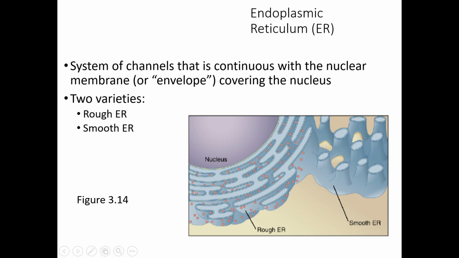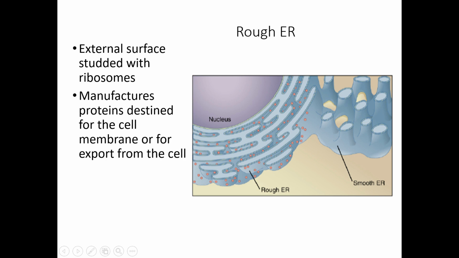In most cases, it's sitting right next to the nucleus, right here. And it's just a folded membrane. It's a system of channels made of membrane that is continuous with the nuclear membrane covering the nucleus. So it's like a continuation of the nuclear membrane. Here it is too. There are two types, rough endoplasmic reticulum and smooth endoplasmic reticulum.